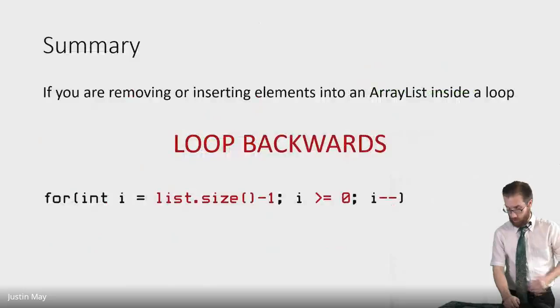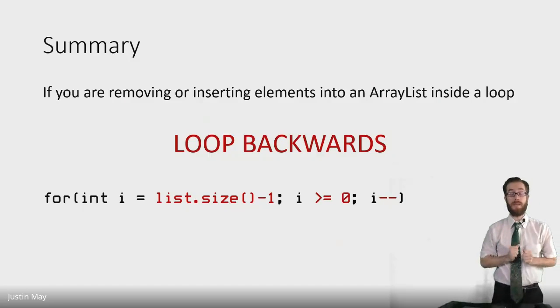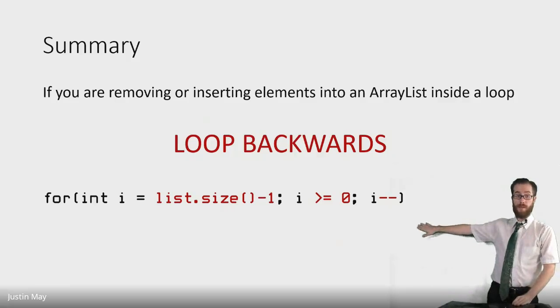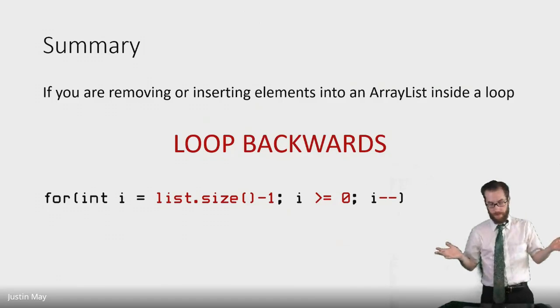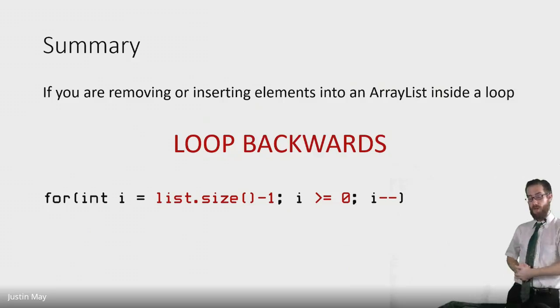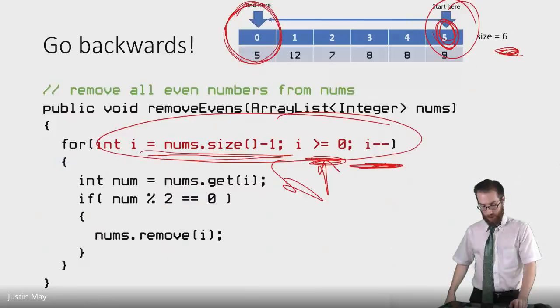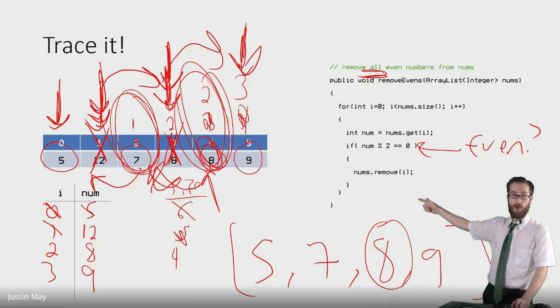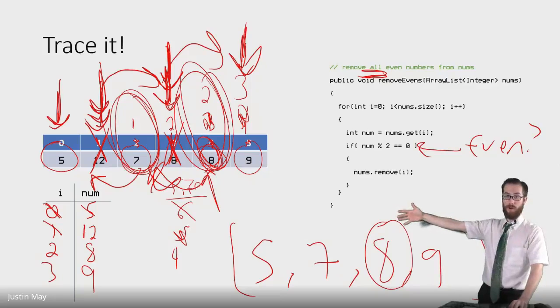So that's a question you have to ask yourself. Am I removing or inserting elements into an ArrayList? If you are doing either of those things, you must loop backwards. You can't use a for each loop to do it. Java will not let you because of this problem, because Java knows looping forwards does not work. A for each loop loops forwards over all the elements.